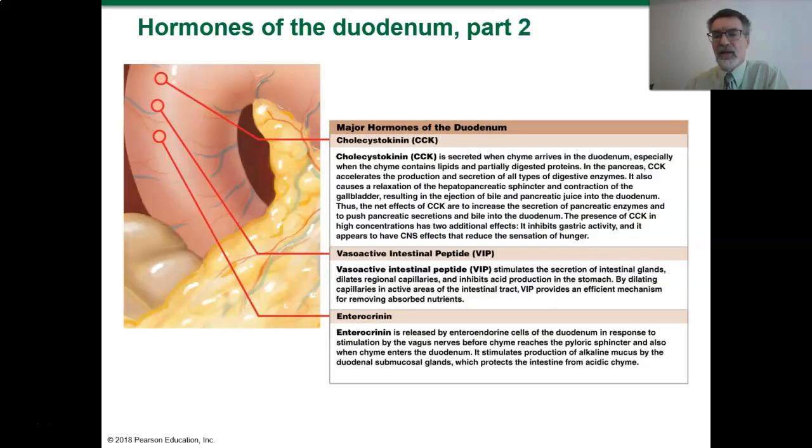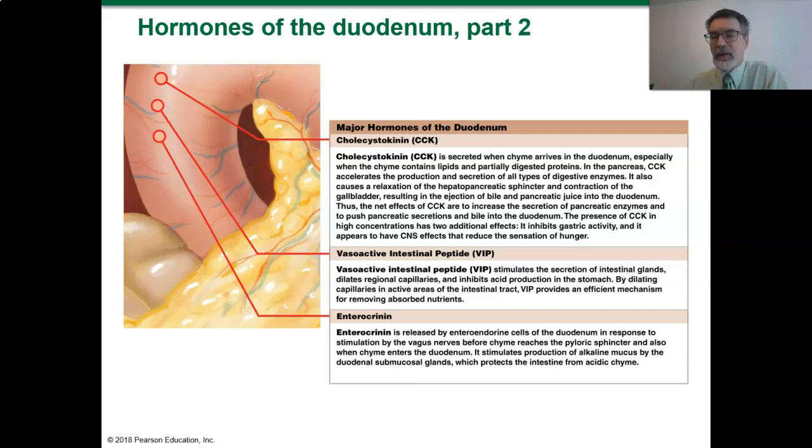Cholecystokinin, CCK, an important hormone, is a major stimulator of gallbladder activity to secrete bile from the gallbladder into the duodenum. Along with pancreatic activity, it's going to help relax the sphincter at the end of the bile and pancreatic duct, to help with entrance of these fluids into the intestinal area.